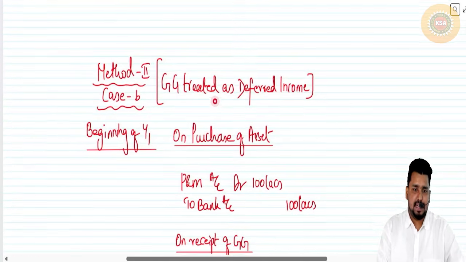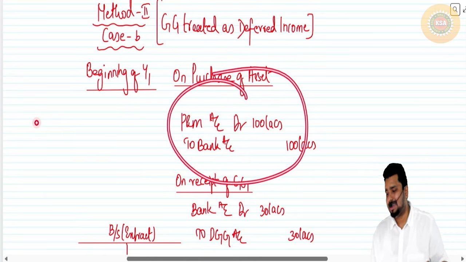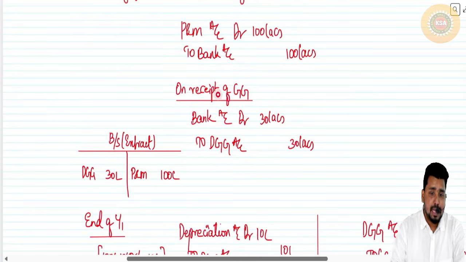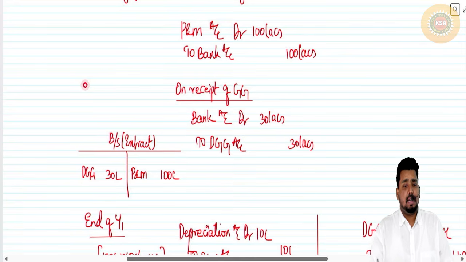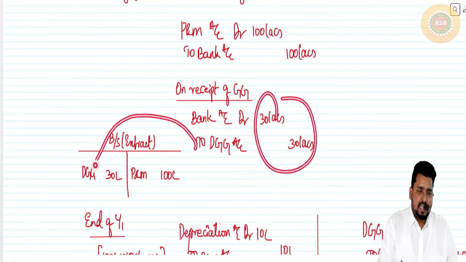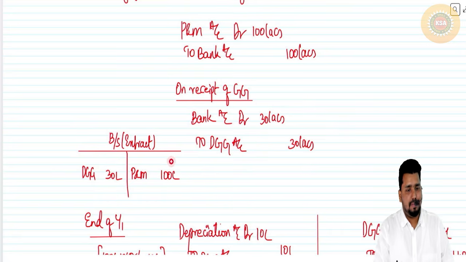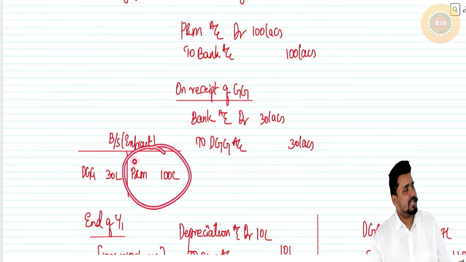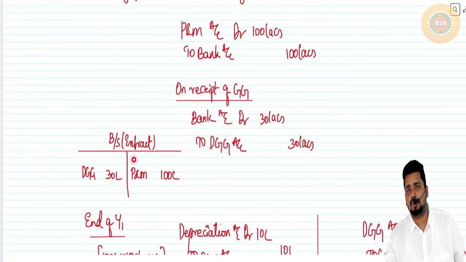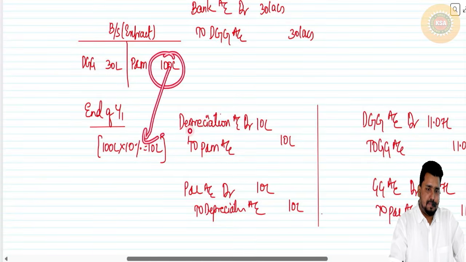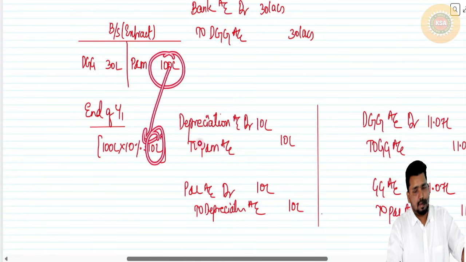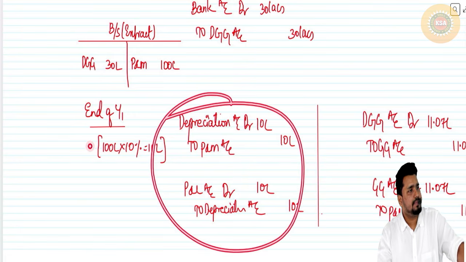Next, the second method under WDV is what? Show it as a separate income. As usual, first entry is what? Plant and machinery account debit to bank. On receipt, bank account debit to DGG. Correct? Now, what will appear on the liability side? DGG will appear. What will appear in the balance sheet asset side? Plant and machinery at its original cost only. At the end of first year, for this 100 lakhs, we are applying depreciation. So it will come to 10 lakhs. Correct? So, this entry. Fine.